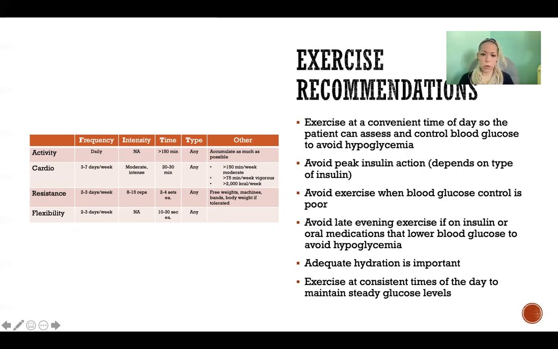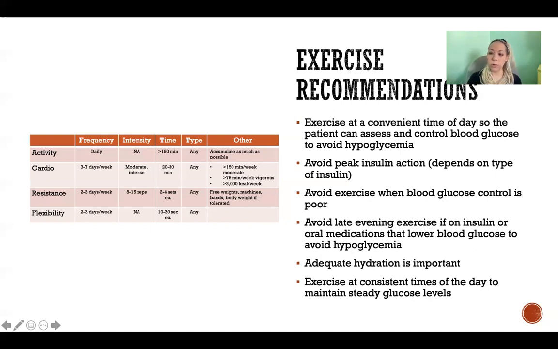So that brings us to the next point of avoiding peak insulin action. Different types of insulin that the person might be taking will have different peak insulin actions. Like it might be 20 minutes later, 30 minutes later, an hour later. So the person needs to know what kind of insulin they're taking, when is the peak insulin action, and you want to avoid exercising during that time. So we need to find a convenient time of day that's generally good for that person, where we can avoid that peak insulin action and where they have the greatest control over their blood sugar.